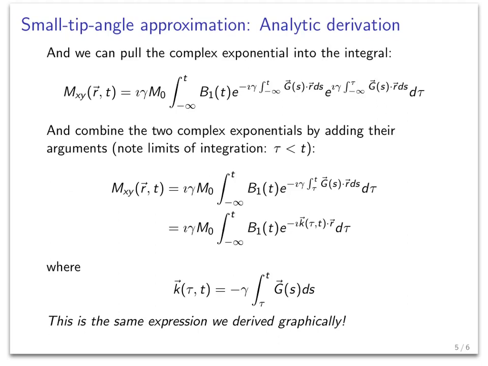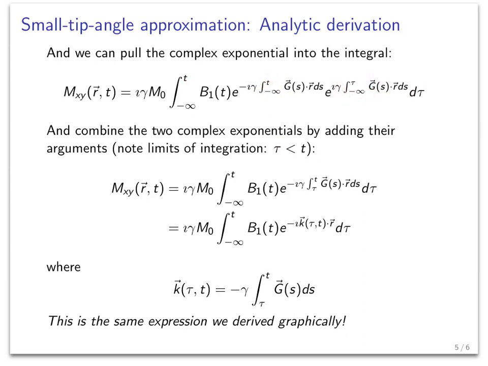And we can then furthermore pull that complex exponential into the integral, right? It's not a function of tau, so we can pull it into the integral. And we can combine the two complex exponentials by adding their arguments, right? So you note here that in the limits of integration, tau has to be less than t, right? So tau is only integrated up to time t, so it will always be less than or equal to t.